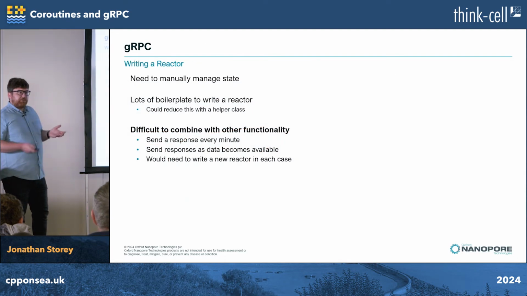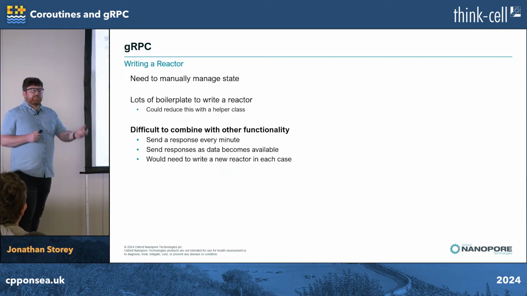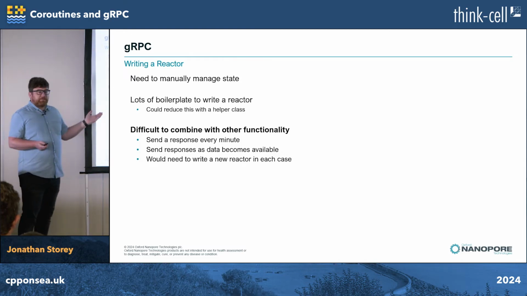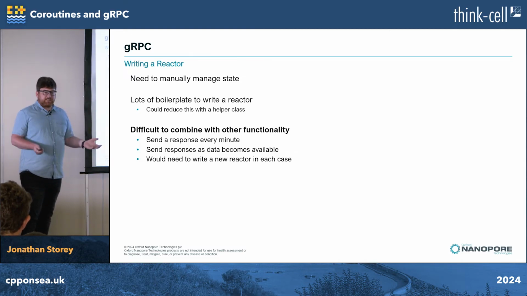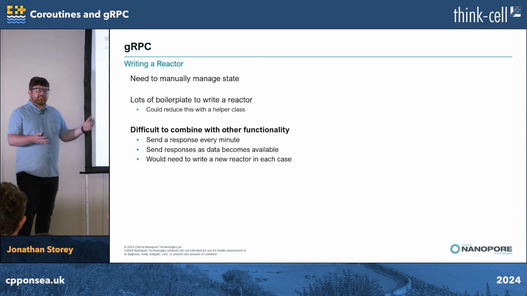So when we write a reactor, we need to manually manage state. There's quite a lot of boilerplate code to write. But I think the key thing I don't like about reactors is that it's difficult to combine functionality. So if you wanted to send a response every minute, you need to write a different reactor. If you wanted to send responses as data becomes available, you need to write a different reactor. If you want to send a response every minute or when data becomes available, you need to write yet another reactor. It's difficult to just combine these other two reactors.